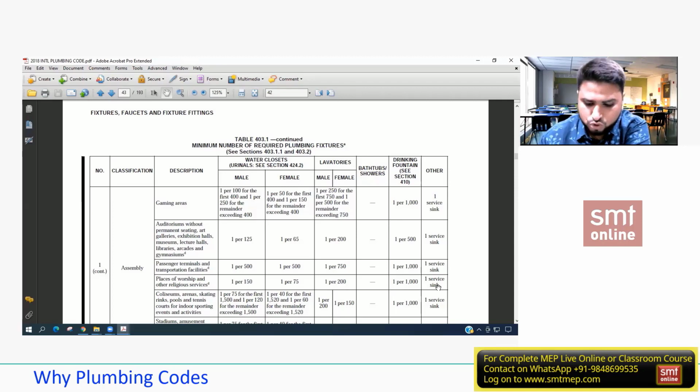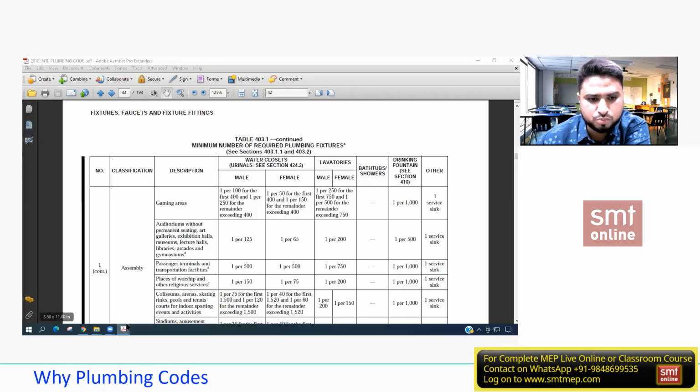But don't get confused about why I said this. In case the architect has not given you the fixtures, you can extract them from here and say, as per this code, this year, this table number, I've extracted the fixtures as per this application: this number of WCs, lavatories, bathtubs or showers, drinking fountains, sinks, or others. Following online?